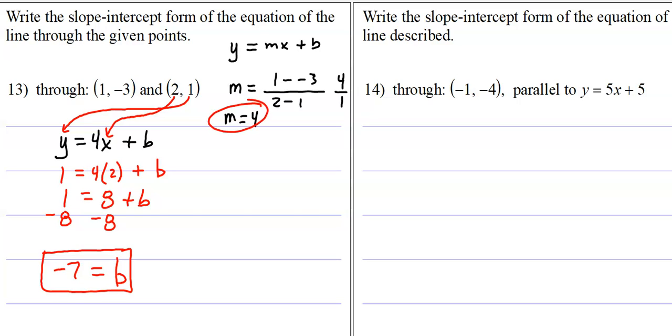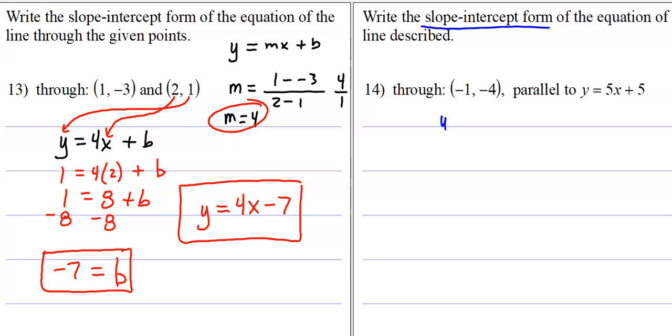So I got m, I got b. Let's just write it as a final answer. y equals mx plus b. Boom, slope-intercept form, done. All right, next one. Write slope-intercept form. So I'm like, all right, I got y equals mx plus b. I got to do it.